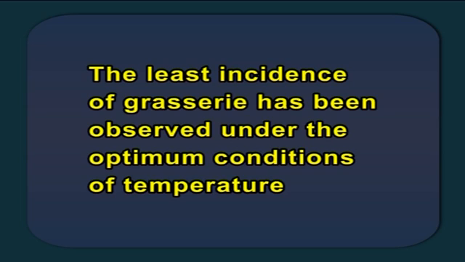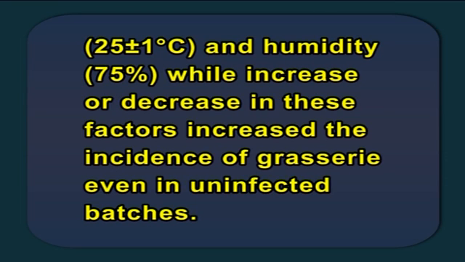Temperature and humidity have a direct influence on the incidence of viral diseases, and these factors are coaxial in their occurrence. Therefore, it is difficult to account for individual factor effects. The least incidence of grasserie has been observed under the optimum conditions of temperature, that is 25 degrees centigrade, and humidity of 75%, while an increase or decrease in these factors increases the incidence of grasserie even in uninfected batches.